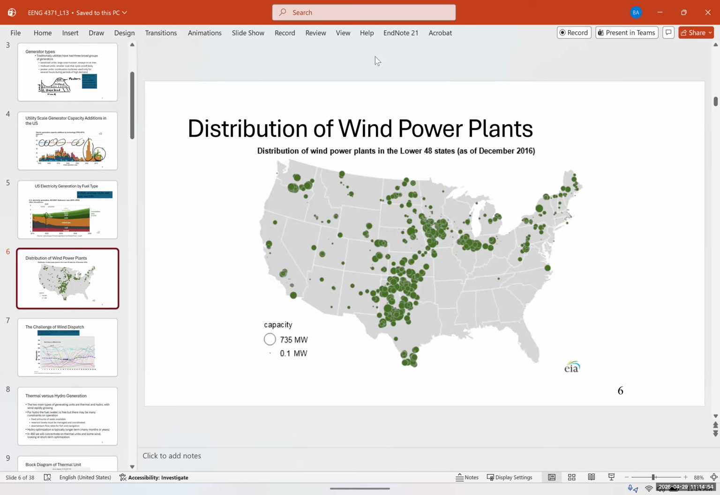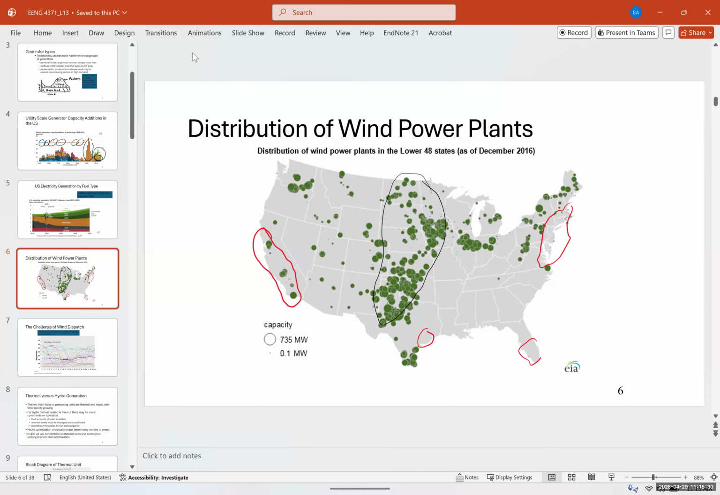Notice that the areas with the best wind resources are not necessarily close to the major population centers. The major population centers are around the coasts, like here, here, and here, and these account for about 70% of the total US population. So you can see that we produce energy where we don't need it that much.